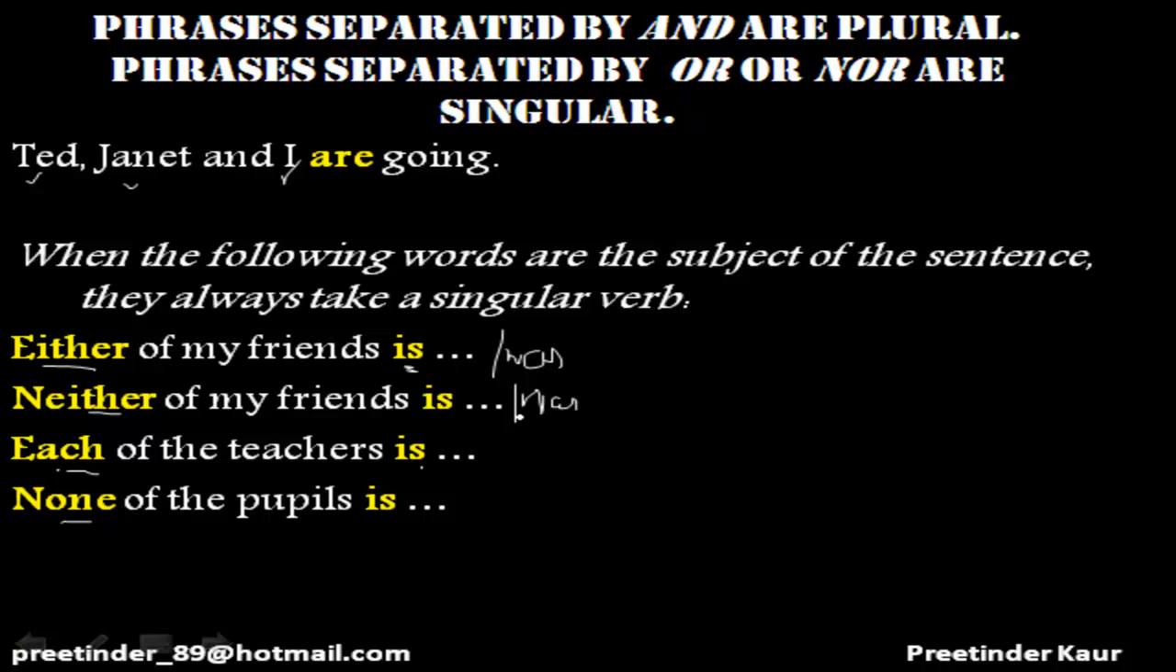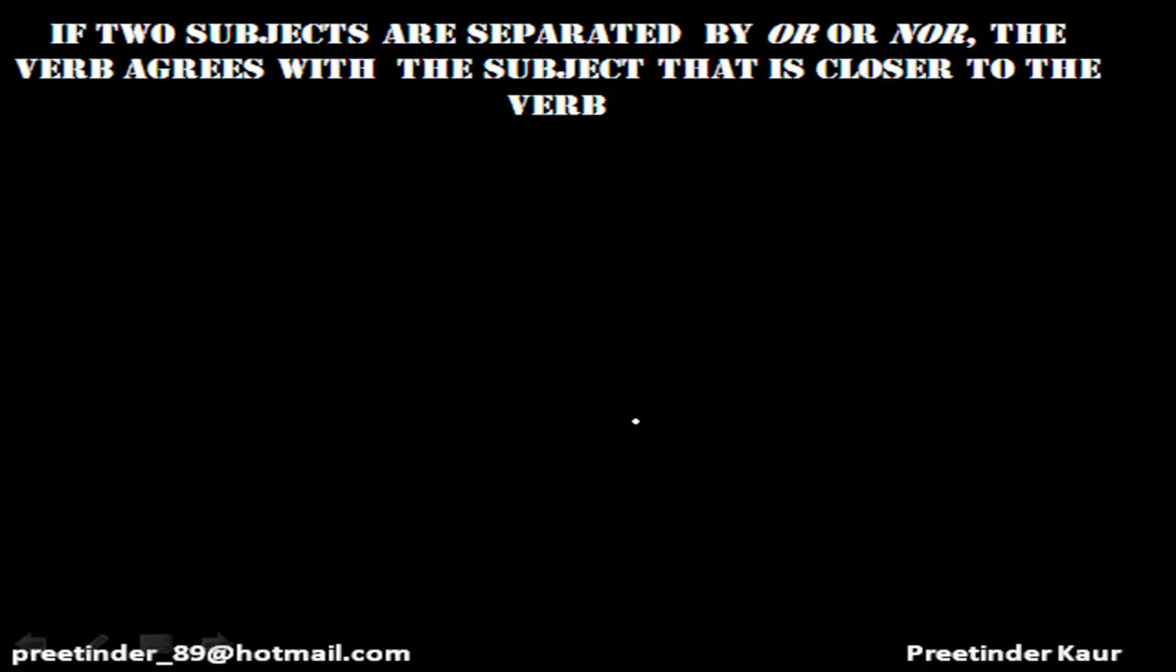And similarly words like each, every, some, any, or whenever these words are used, we always take them to be singular, like anytime, any place, something, someone, all these are singular. Now if 2 subjects are separated by or nor, the verb agrees with the subject that is closer to the verb.